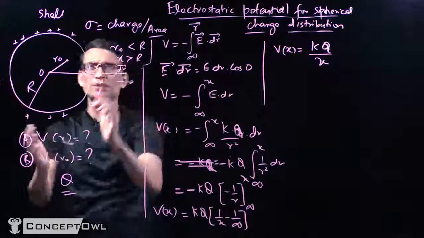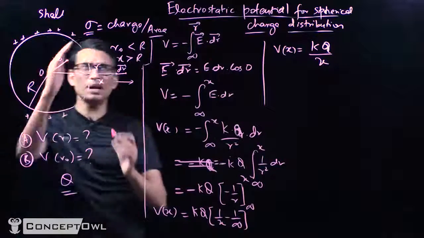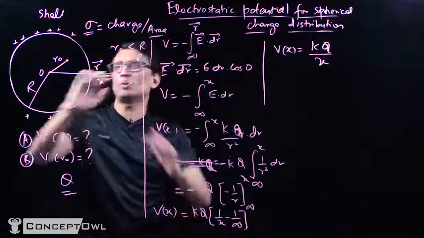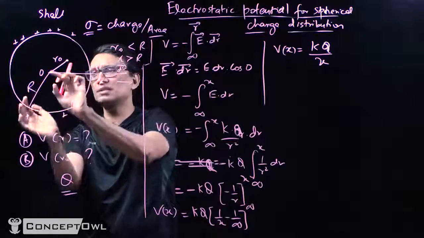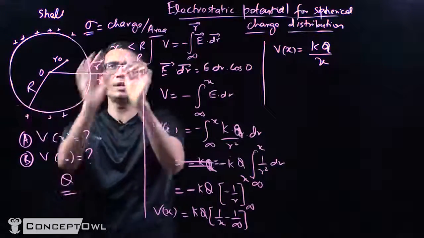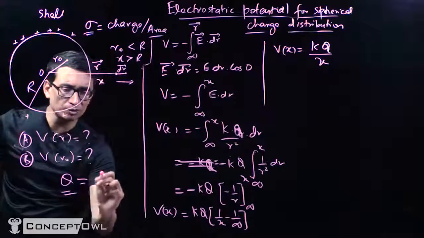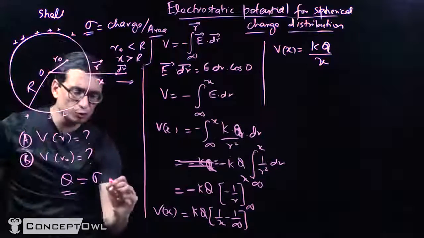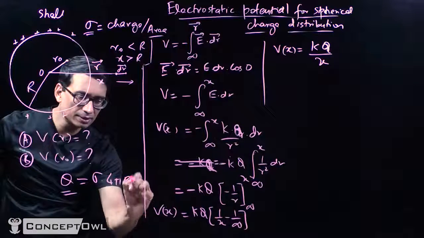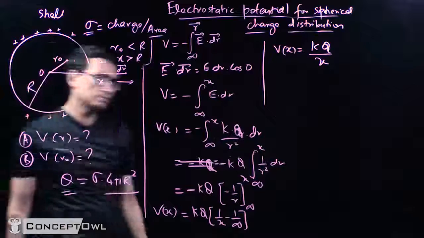And what is my q? Q is the total charge, but we have been given sigma. Sigma is the charge upon unit area. What is the area? Area is 4 pi r square. So charge would be sigma into area, right? So my q is going to be equal to sigma into area of the sphere, which would be 4 pi capital R square. Very simple, right? So same thing.